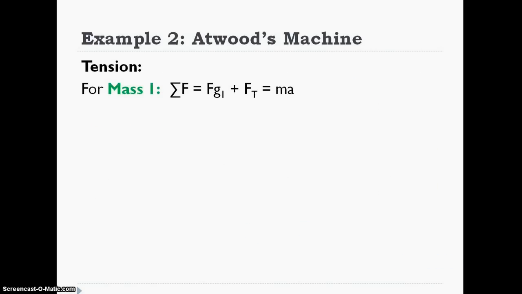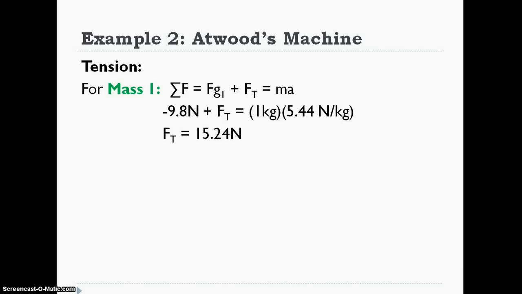So now let's find the tension. So again, I'll do this for both masses, but you only have to do it for one. So for mass 1, we've got its weight plus tension equals ma. So I've got my 9.8 negative because it's against the direction of motion, and I'm going to set that equal to ma, and I get a tension of 15.24.